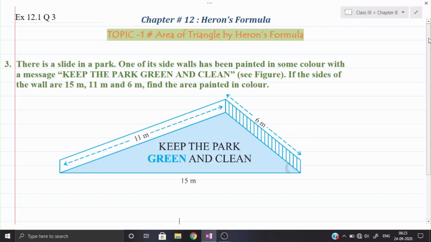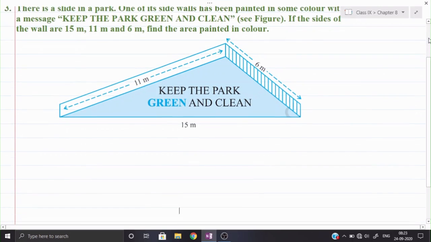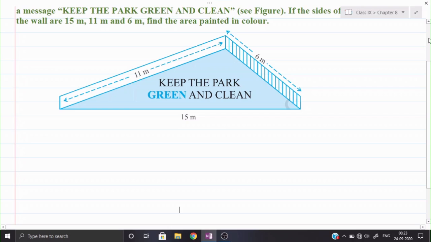Now first of all, try to understand the mechanism of Heron's formula. First, we shall call the given three sides small a, small b and small c. So small a, I will take as 11 meter, small b, I will take as 15 meter, and small c, I will take as 6 meter. You can take any one as a, b and c.